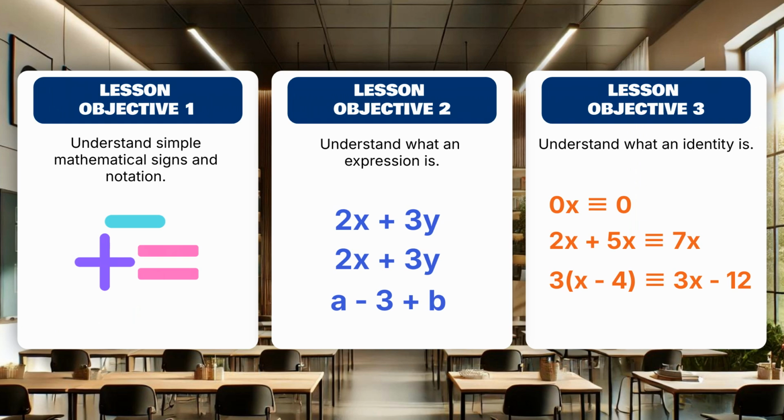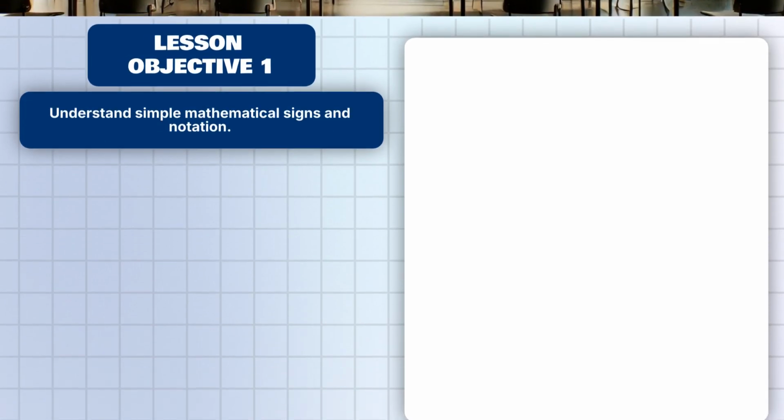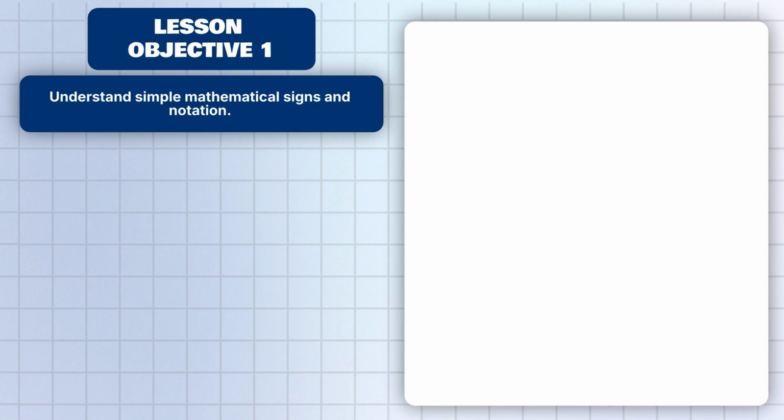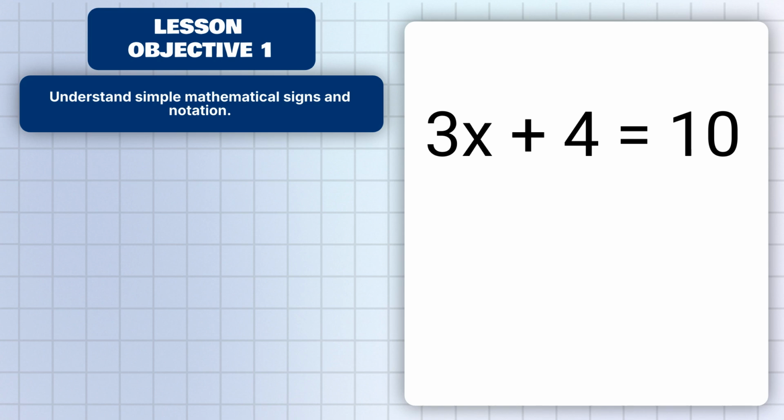As we move through the lesson, we will see how understanding these terms will help us solve a variety of algebraic problems confidently. Let's delve into the main body of today's lesson on understanding variables, expressions, and identities in algebra. Let's look at the equation 3x plus 4 equals 10.